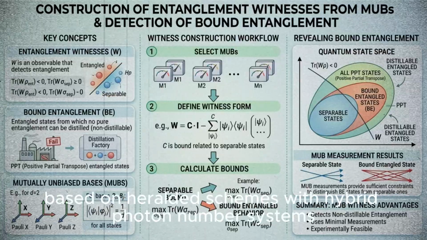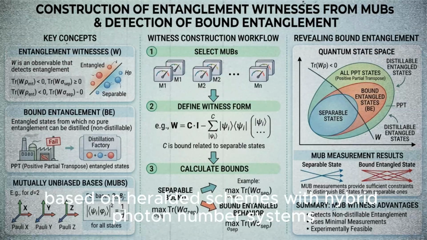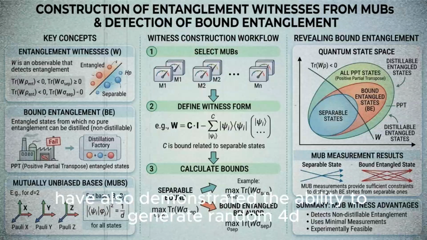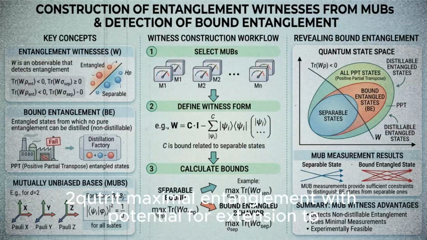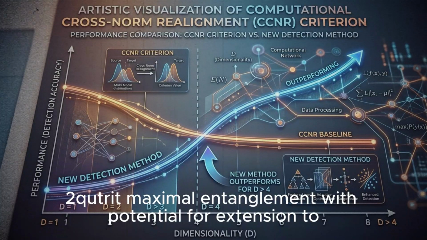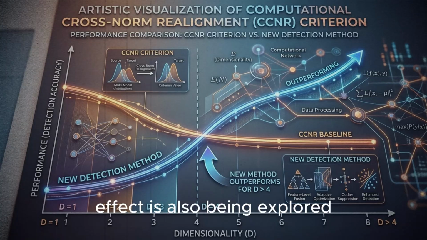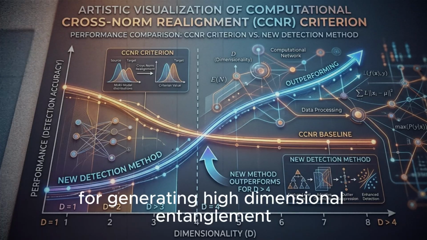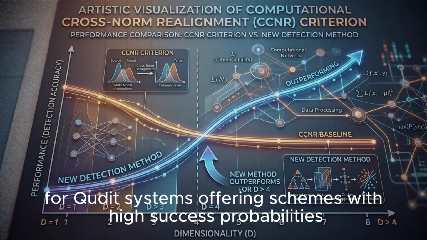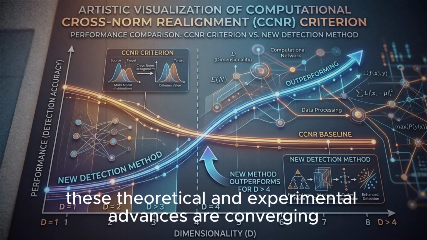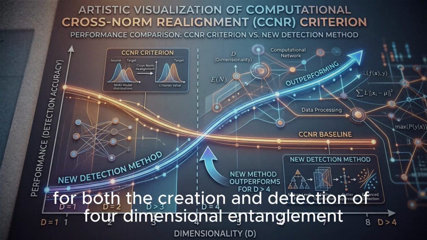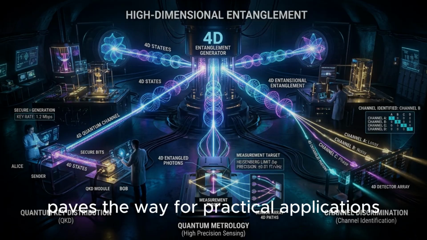Other approaches, based on heralded schemes with hybrid photon emitter systems and waveguide-mediated scattering, have also demonstrated the ability to generate random 4D 2-qubit maximal entanglement, with potential for extension to n-qubit systems. The Kerr effect is also being explored for generating high-dimensional entanglement for qubit systems, offering schemes with high success probabilities and robustness against photon loss. These theoretical and experimental advances are converging. The development of robust methods for both the creation and detection of four-dimensional entanglement paves the way for practical applications.